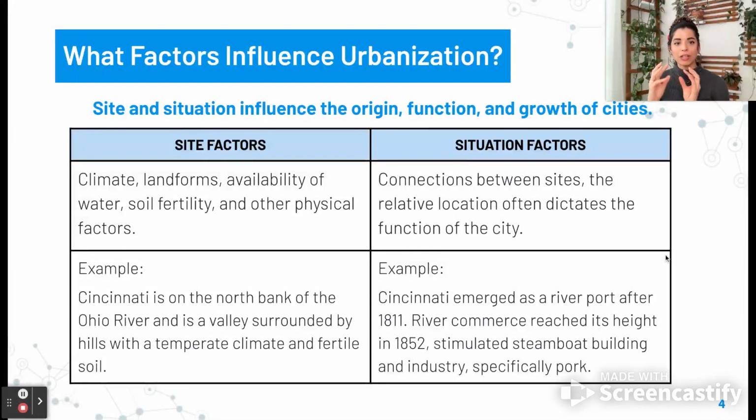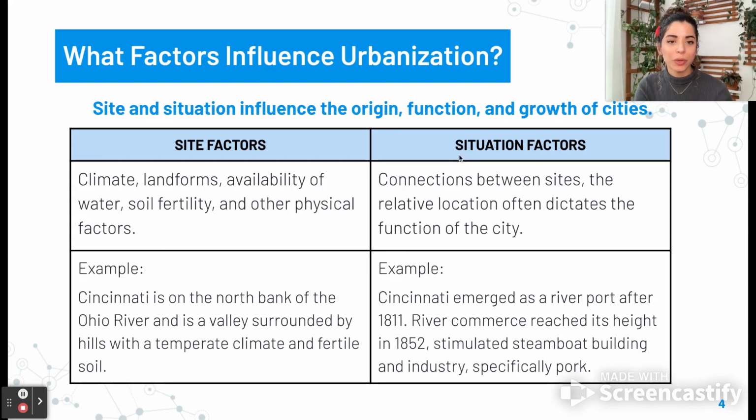So we have site and situation, and we have touched on this before. So within this context of urbanization, this is about how site and situation influences where cities are built, how they function, and how they grow. So for site factors, these are things like climate, landforms, availability of water and resources, soil fertility, and basically any other physical factor. So think of the physical location or the where of where a city is.